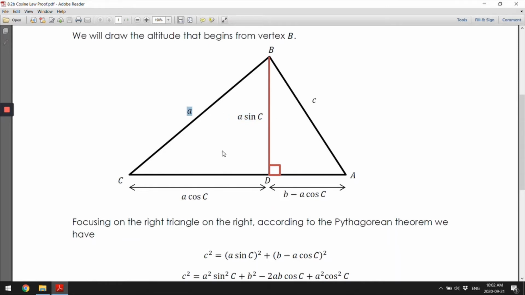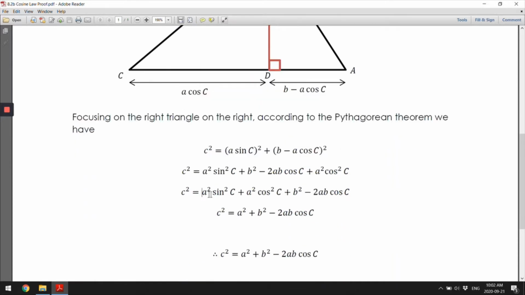So that's how I know, if we go back down, that this is one of the legs squared, and this is the other leg squared. So the sum of the first two terms must be the hypotenuse squared, which is A squared. So basically, we have the cosine law here: C squared equals A squared plus B squared minus 2AB cos C.